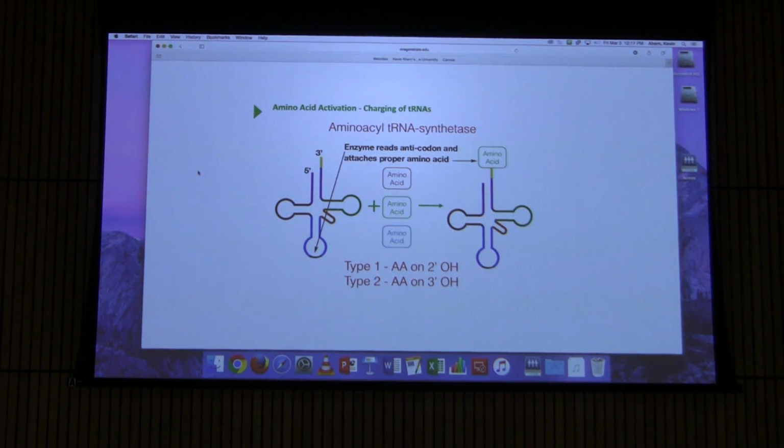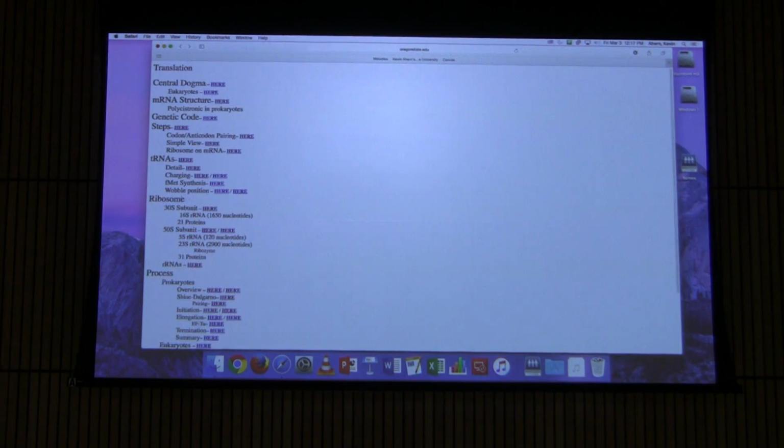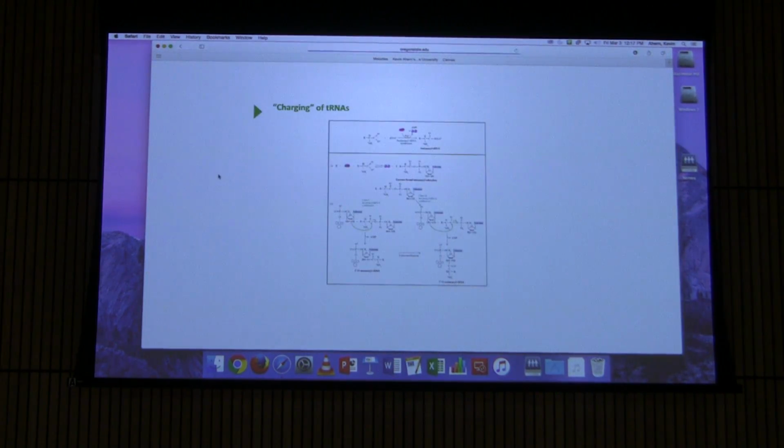As I said, the aminoacyl tRNA synthetase has to be able to read the anticodon and put the appropriate amino acid on the other end. If that doesn't happen properly, then the genetic code will really have no meaning. Okay.